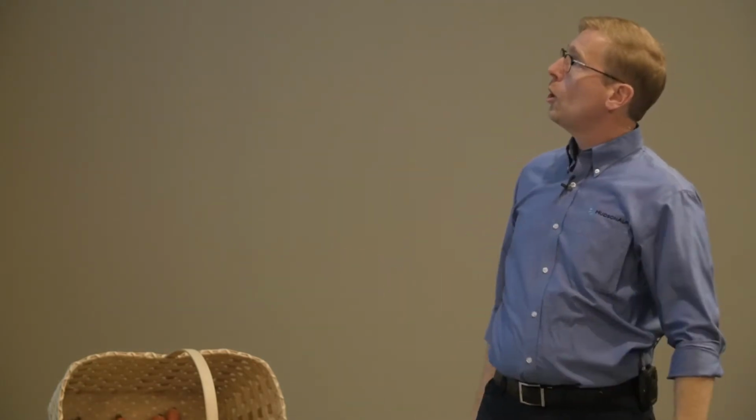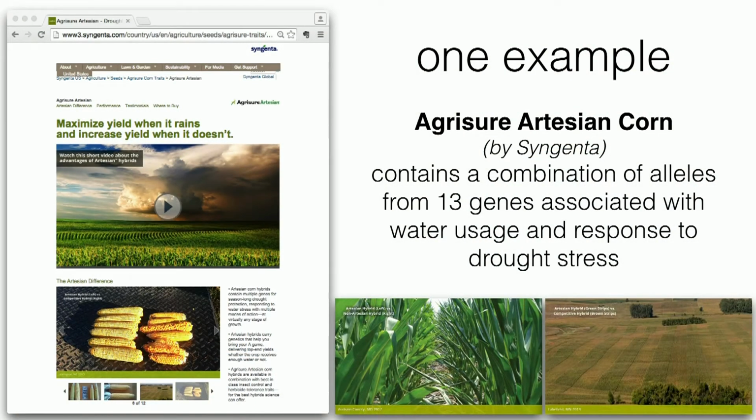Lots of varieties are out there. I am not endorsing one variety over another. I'm just going to tell you about a specific variety. And I'm not saying this is what you need to be planting, nor am I paid any consultation fees or anything by any of these groups. So this is an example. It's called Agricultural Artesian corn, and it's produced by Syngenta.